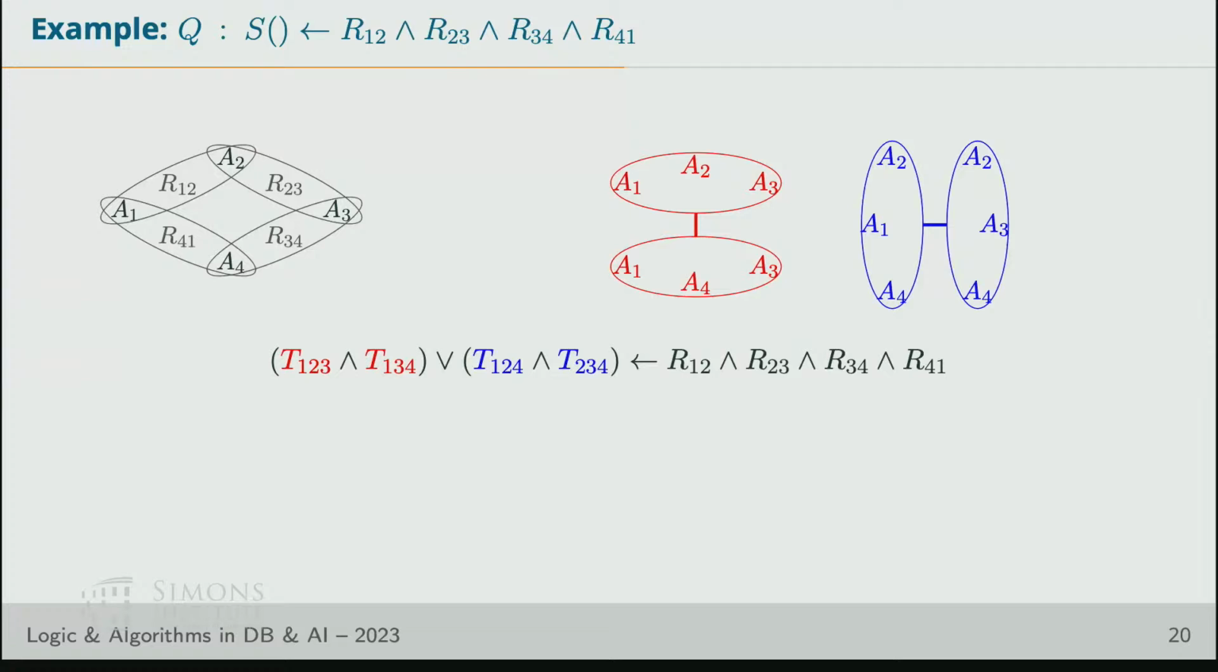Now, the question is, how do we even compute this thing? Because it's not completely obvious how you would iterate over the body of this query and then somehow put some tuples in this tree decomposition, put some tuples in the other tree decomposition. That might take quadratic time or even more already. So how do we solve this problem?